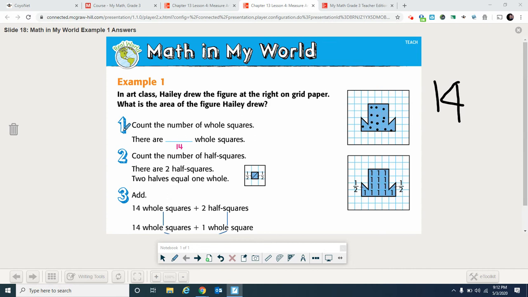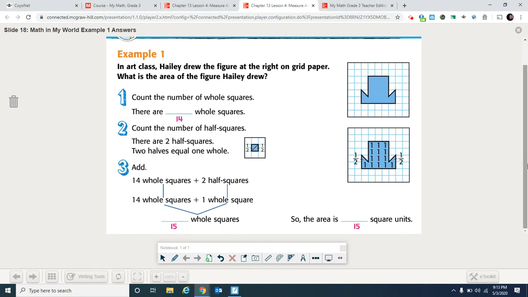How about half squares? So for half squares, we have only two half squares. That means half squares. The third step is we need to add the 14 whole squares and two half squares.